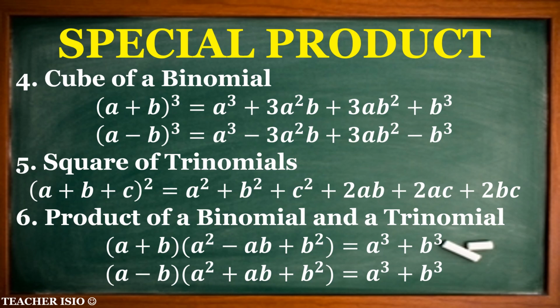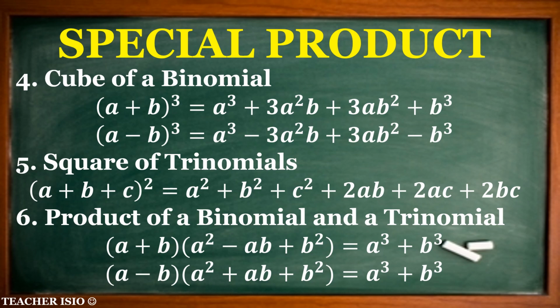Number 4, cube of a binomial. So we have a plus b cube. It is equal to a cube plus 3a squared b plus 3ab squared plus b cube. A minus b cube, it is equal to a cube minus 3a squared b plus 3ab squared minus b cube.